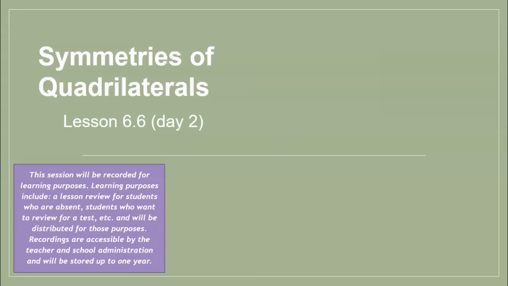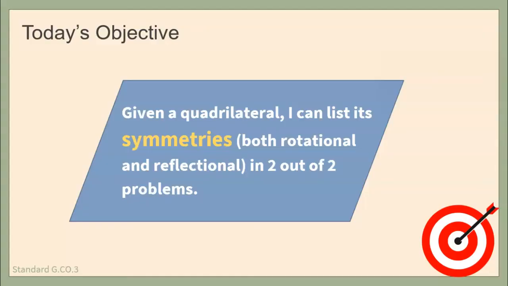Today we will be looking at symmetries of quadrilaterals again. So this is day 2 on lesson 6.6, and we are going to continue on with the same objective we had before, which is: given a quadrilateral, a four-sided polygon, I can list its symmetries, both rotational and reflectional, in 2 out of 2 problems.